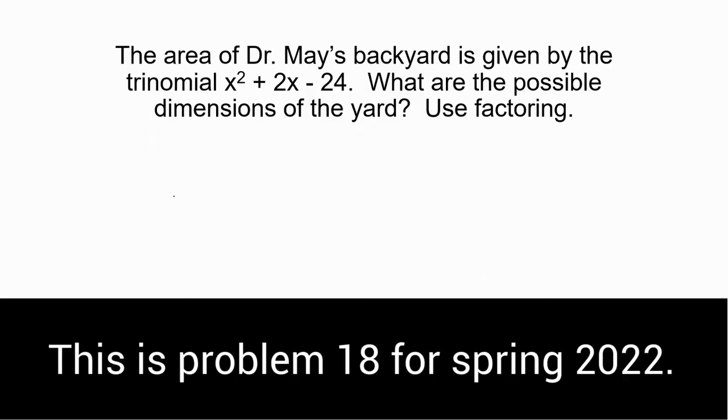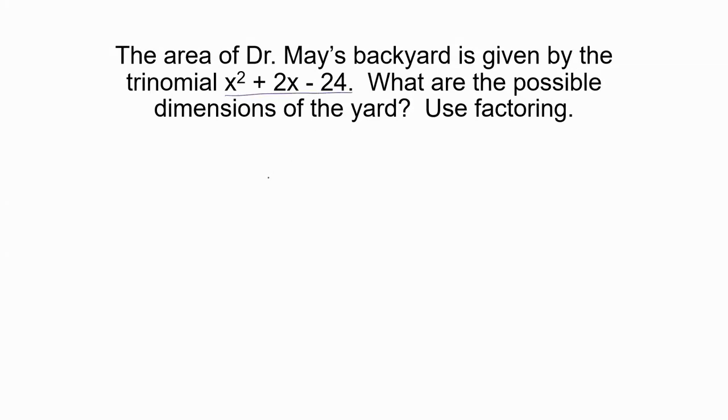The area of Dr. May's backyard is given by the trinomial x squared plus 2x minus 24. What are the possible dimensions of the yard? Use factoring. So we want to factor this trinomial x squared plus 2x minus 24 into 2 parentheses.